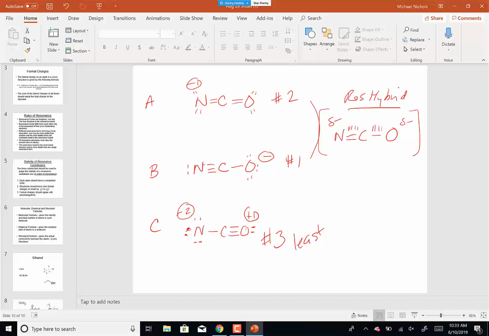Now, why am I concerned about this for organic? The relevance here for organic is that we are going to be drawing resonance structures because some molecules are going to react with one atom or the other, and that's going to depend on which resonance structure is the most stable. So this is just kind of our review of that. Okay.